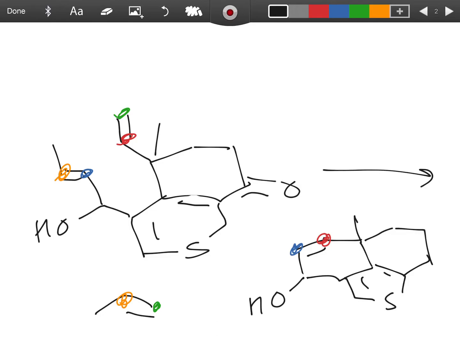Reasonable. So those are, other than the fact that it's poorly drawn, reasonable. So those are our two types of metathesis. Take two molecules and stick them together. Take one molecule and close a ring.